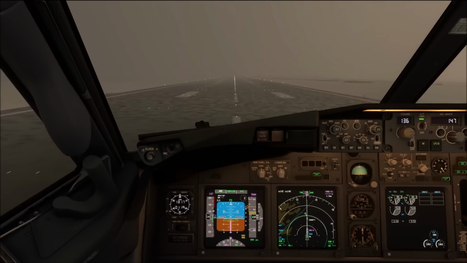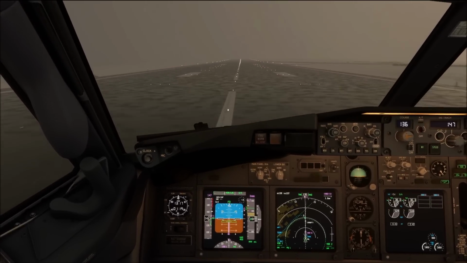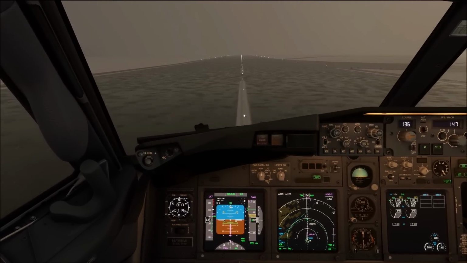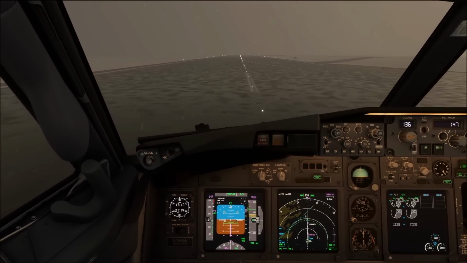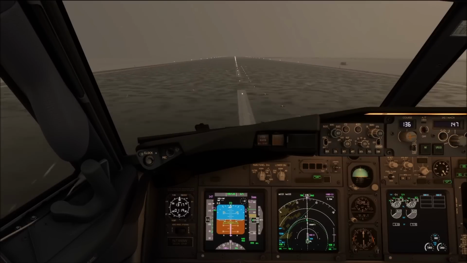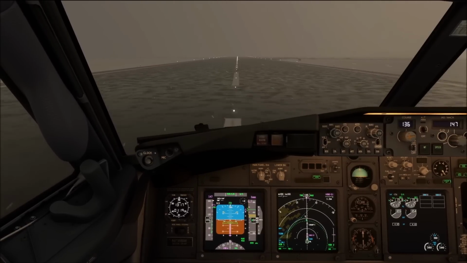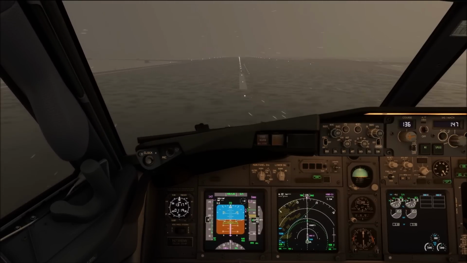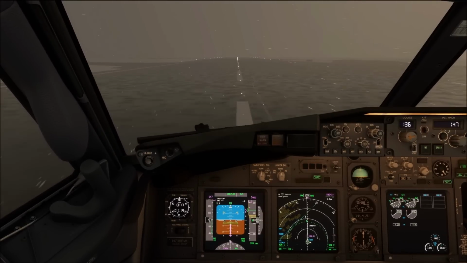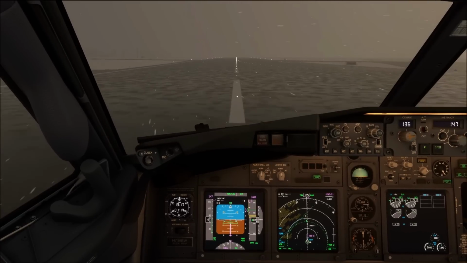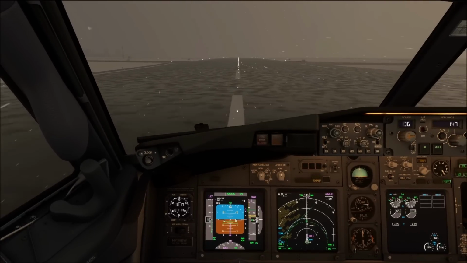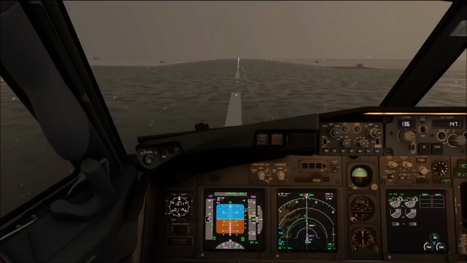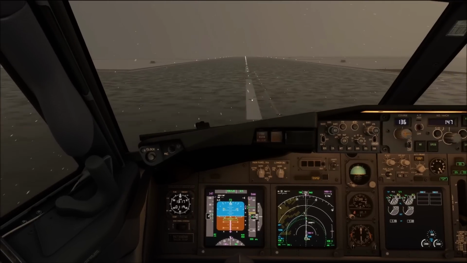And we do want to make a positive landing here, so that our ground spoilers come out quickly, and that the effect of the thrust reversers can engage as quick as possible. The thrust reversers in contaminated runway conditions make the majority of your braking actions, so it may be very, very difficult to get your airplane to slow down just by using the wheel brakes of your aircraft.